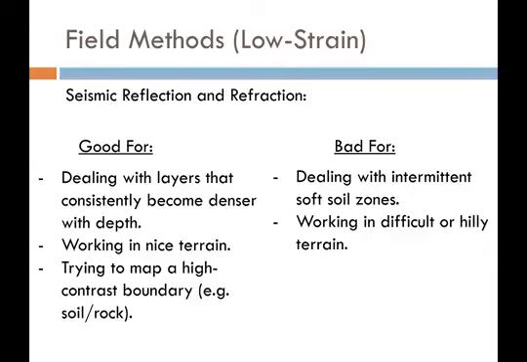For instance, what if my soil doesn't become consistently deeper with depth? What if I have intermittent soft soil zones? If that's the case, then the assumptions we made in deriving our equations are false, and we're going to get some wacky predictions. These methods can also be really bad if I'm working in extremely difficult or very hilly terrain where the subsurface is doing some weird shapes, because we can get some weird reflections and transmissions where our assumption of the incident angle doesn't really hold true.